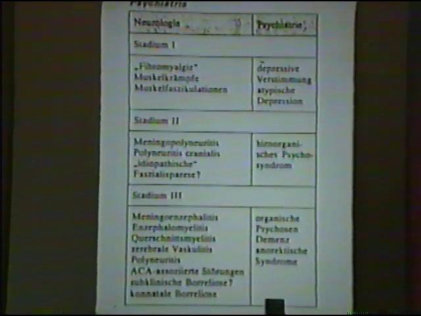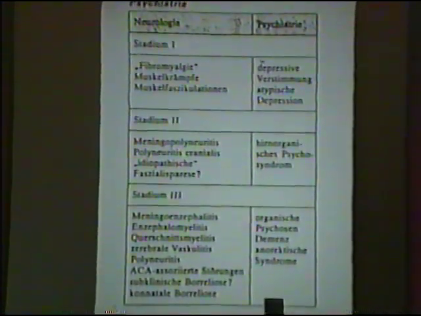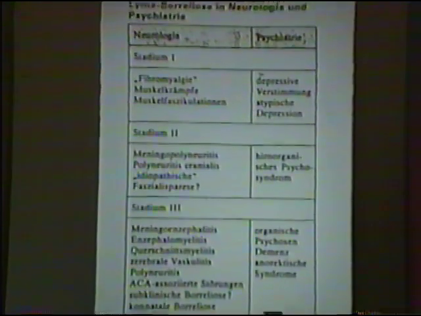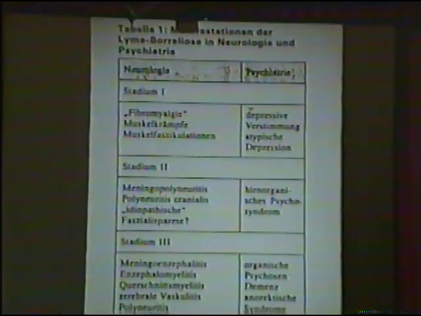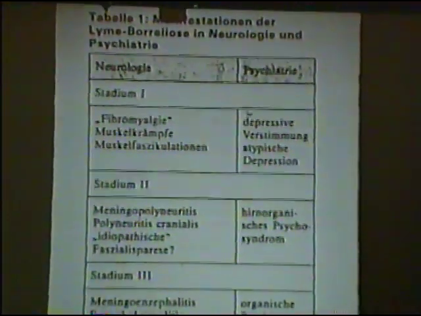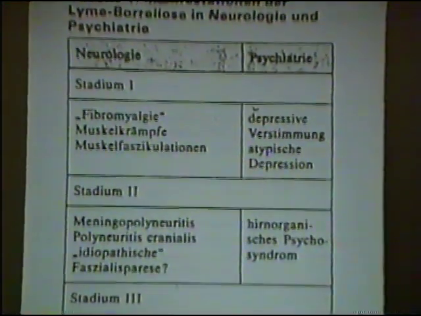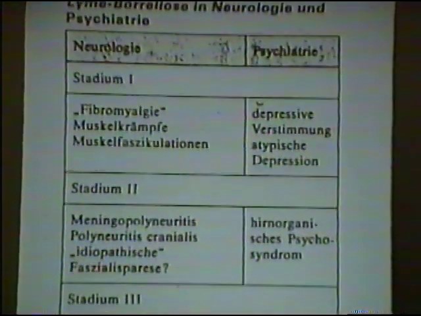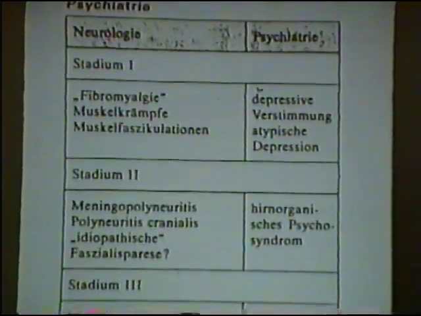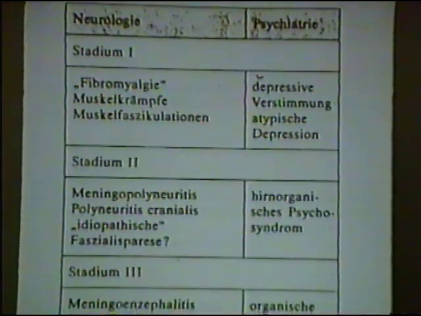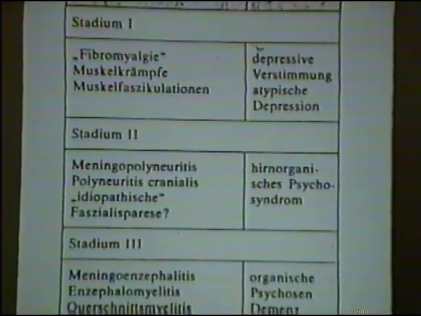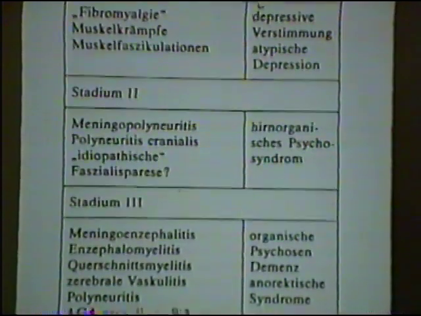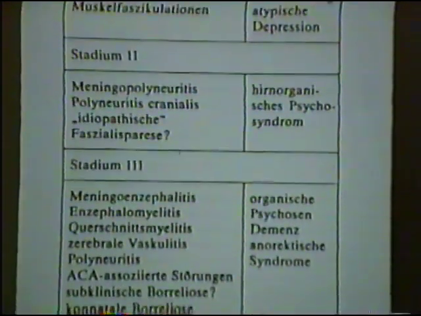This is the German slide showing staging of neurologic symptoms along with staging of psychiatric symptoms in Lyme disease. In stage 1, you might see depressive mood. In stage 2, you might see an organic psychiatric syndrome such as an organic personality disorder or an organic mood disorder. And in stage 3, you might actually get psychotic disorders.